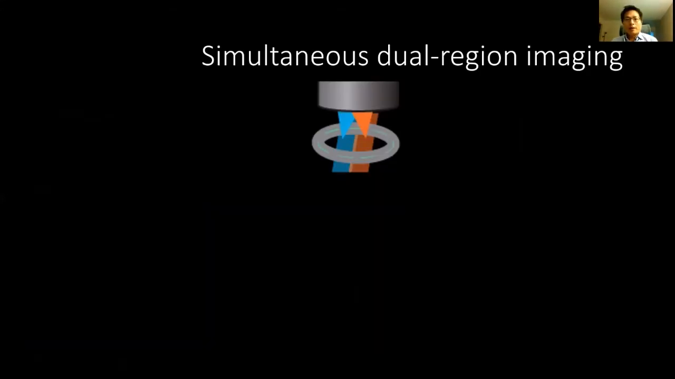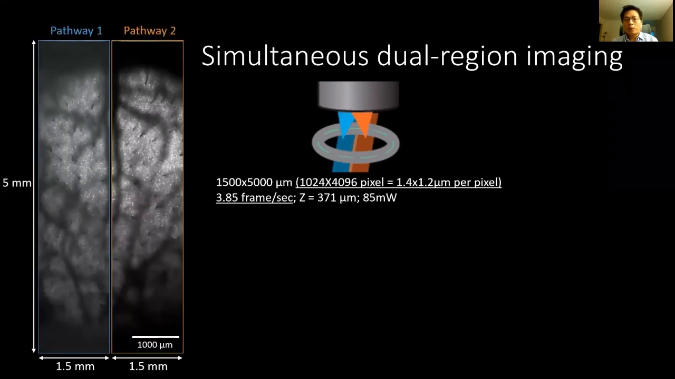The Diesel2P has another important functionality that is simultaneous dual region imaging. For the following couple of slides, I would like to show you some example experiments that are allowed by the Diesel2P system. For example, two pathways can be positioned next to each other, and each pathway covers a large field of view. The two movies on the left show that two light paths scan two different areas simultaneously, and each one covers 1.5 millimeter by 5 millimeter field of view.